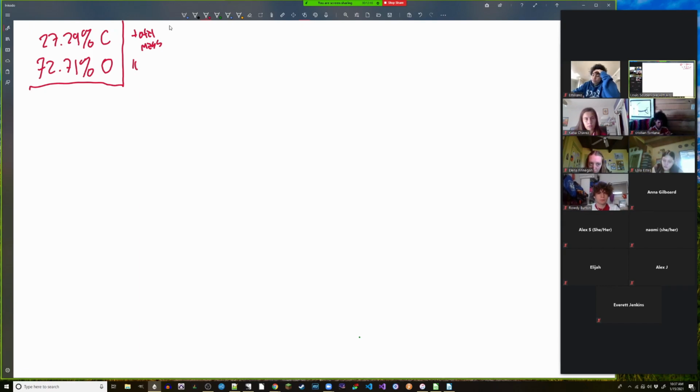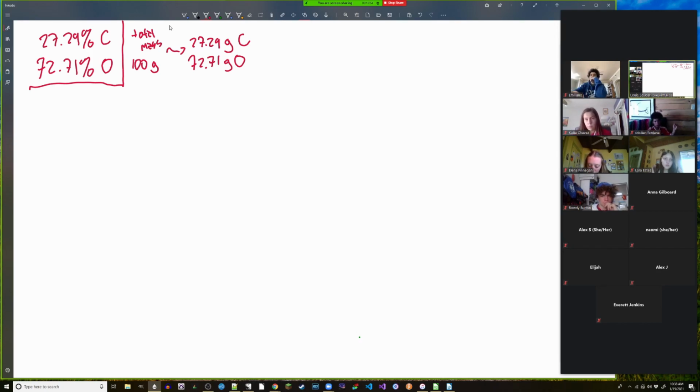If we say that our sample is 100 grams, then the number of grams of each substance that we have percents of are just the same number as the percent, right? 27.29% of 100 is 27.29. So this would give us 27.29 grams of carbon and 72.71 grams of oxygen. If you always assume that your sample is 100 grams, which is totally valid to do here, then you have to do no math. You just take that number that you were given, basically.